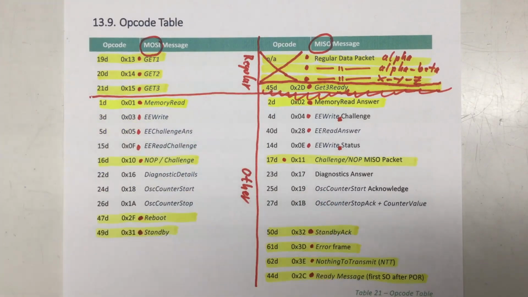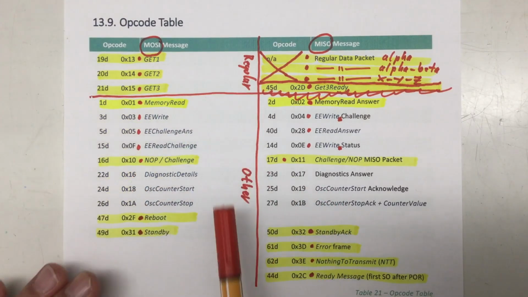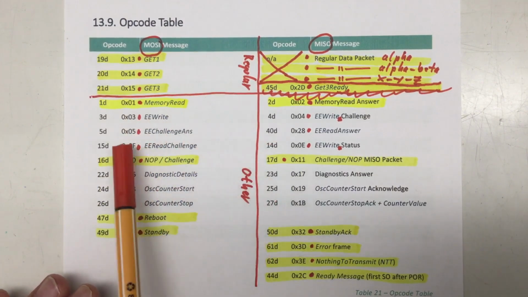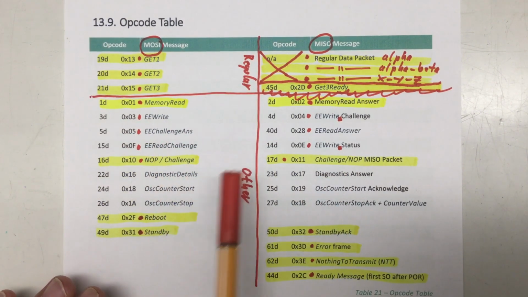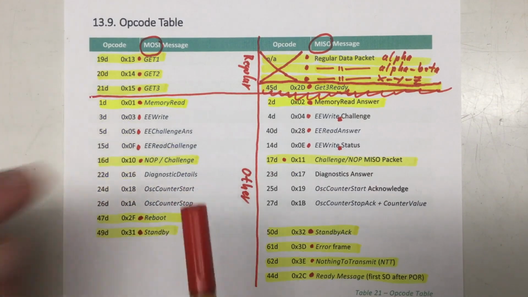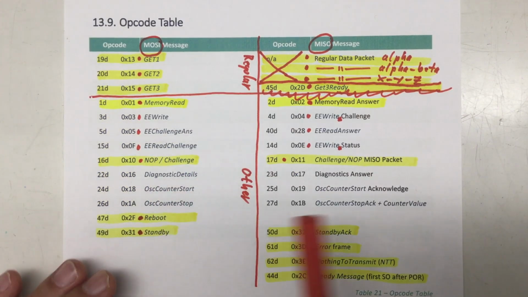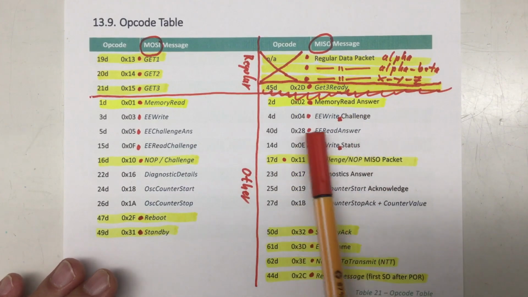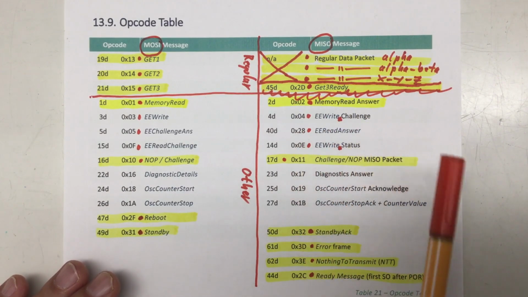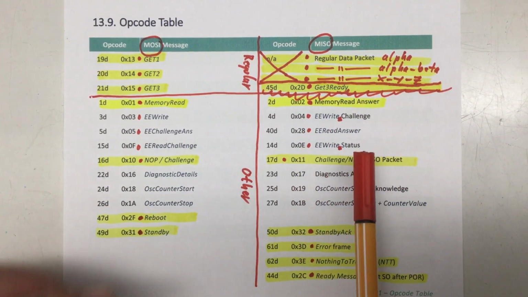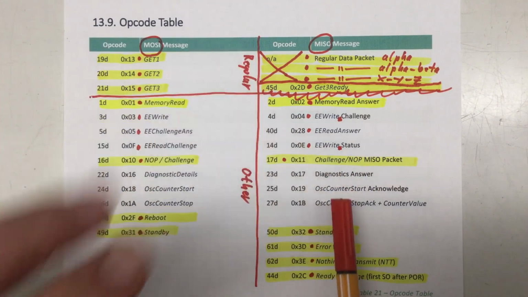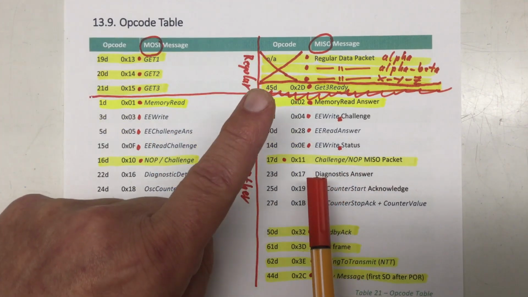Sorry for that. Anyway, we have 3 new MOSI opcodes, EEWrite, EEChallenge answer and EERechallenge, which we need to put in the related enum, and we also have 3 new MISO opcodes, EEWrite challenge, EERead answer and EEWrite status, which need to go into 2 different enums and 1 array.